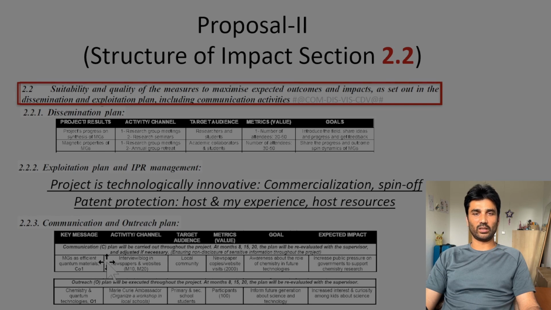One was about the communication, so I wrote CO for communication, and then is outreach plan, I wrote O for outreach. And you can see here similarly what key message I want to tell the people and the activity that I will use. For example, here I said I will interview or write a blog on the website or some media channel.